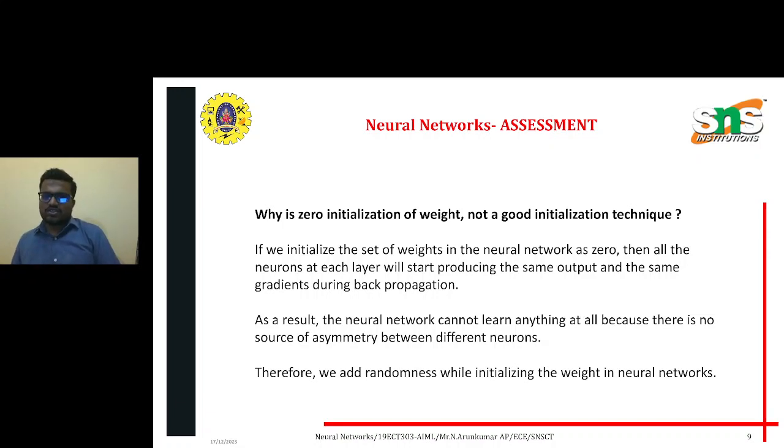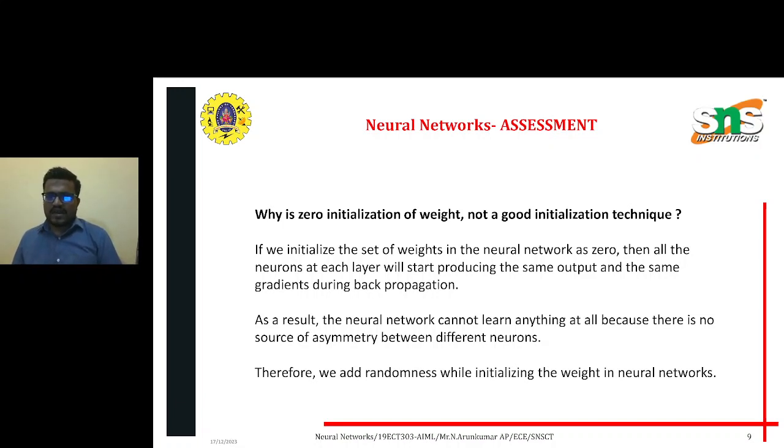Whenever we use zero as the first option, then the neuron at each layer will start producing the same output and the same gradients during the back propagation process, because if you give zero values, then automatically the neuron will give the output as zero. So the process will not be executed at the output terminal. As a result, the neural network cannot learn anything, because there is no source of asymmetry between the different neurons. If you give all the values as zero, then the value will not match the output value, so we will get zero only.